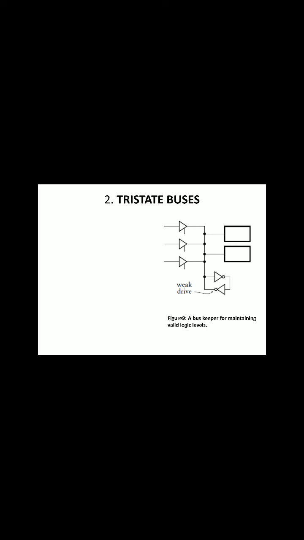Okay, what is a weak keeper? A weak keeper is nothing but a back-to-back connection of inverters. The two inverters are connected back to back, which means feedback, and this feedback is positive. Two inverters are connected back to back such that they give positive feedback. This is called a weak keeper. It is also called a weak driver.